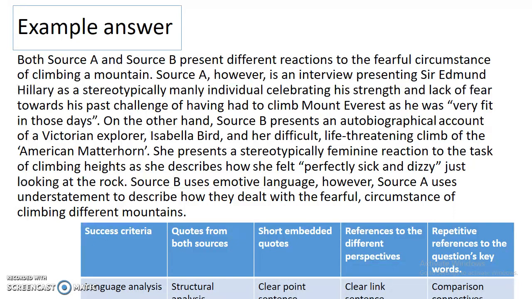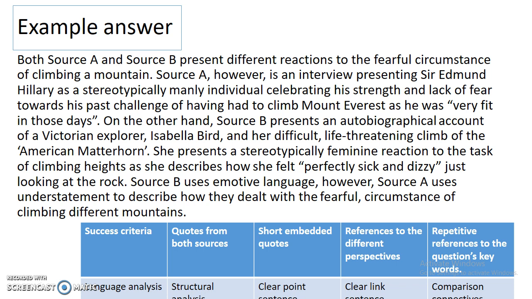Here's an example answer. Both source A and source B, it's good for you to start off that way because you're trying to tell the examiner, I am comparing both sources. I am aware of what the question is, so use the question as an answer. So the question here is different reactions to fearful circumstances, and that's exactly what I've used here in this starting sentence. And this is by no means a perfect paragraph. This is just an example of a basic solid paragraph that will get you good marks.